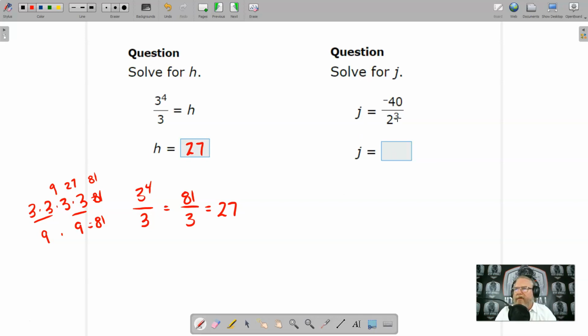J equals negative 40 over 2 to the third. So I have negative 40 over 2 to the third. And I need to go ahead and simplify that 2 to the third in the denominator. Well, that's 2 times 2 times 2. So 2 times 2 is 4, times 2 is 8. So that's going to be 8. Now I know this is a division problem. Negative divided by positive is going to be negative. 40 divided by 8 is 5. So J equals negative 5.